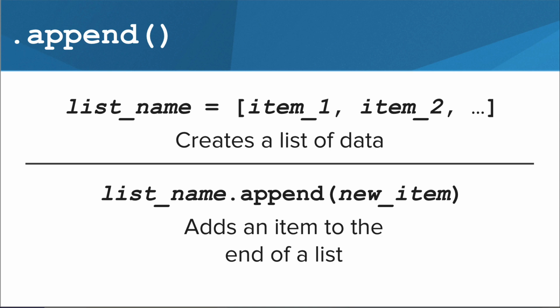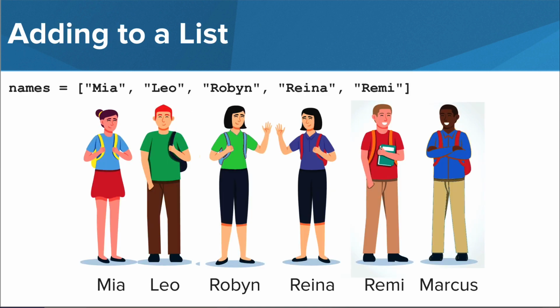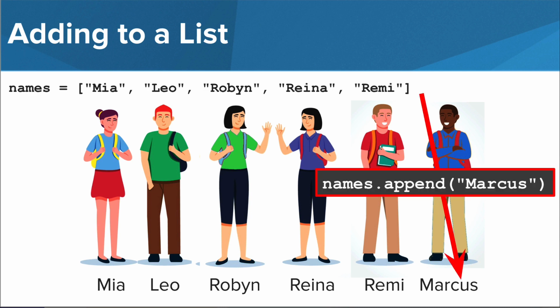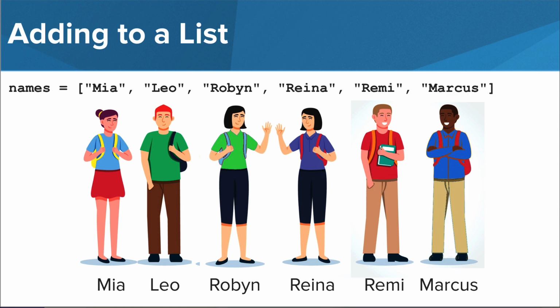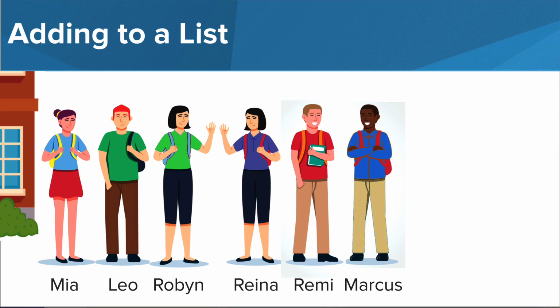Let's use the append method to update our list of students. To update our list, we want to add the value Marcus to the end. We can use names.append with Marcus given as the argument in parentheses. This will add the value to the end of the list. Now we have our list of 6 students waiting to get into school.